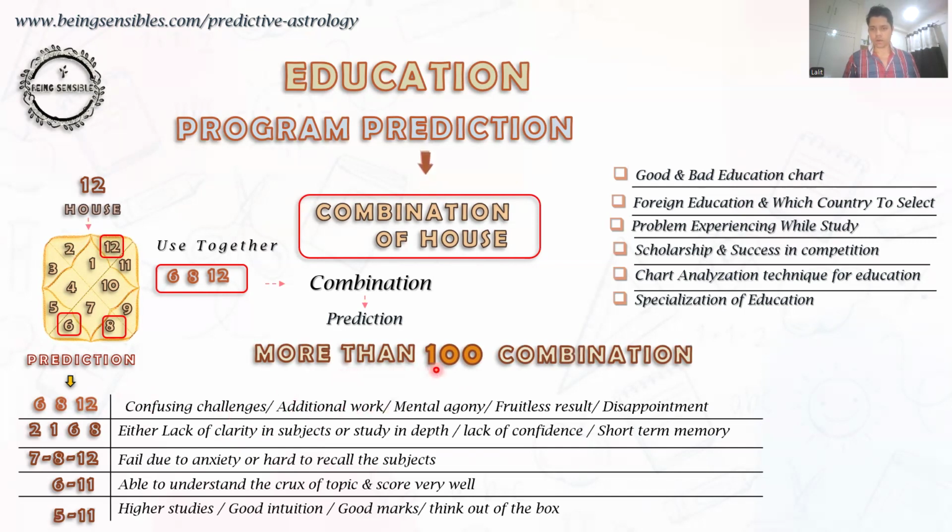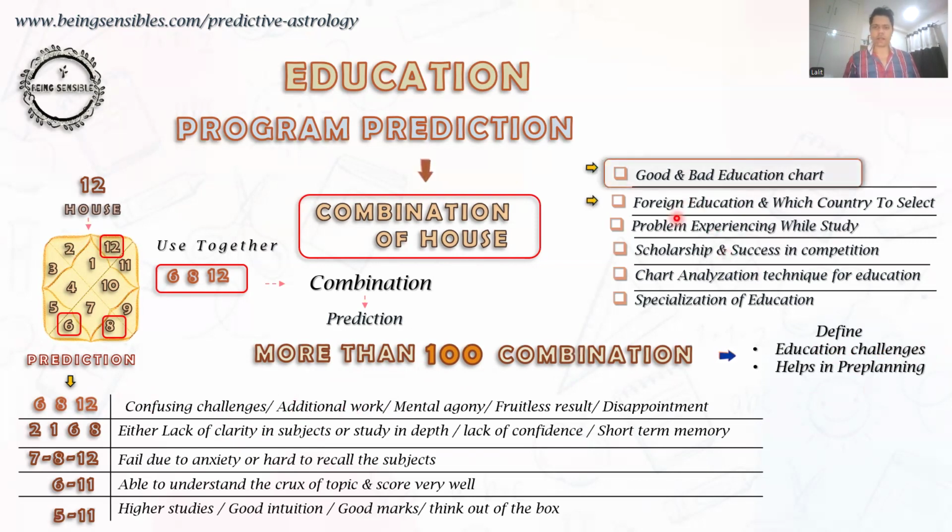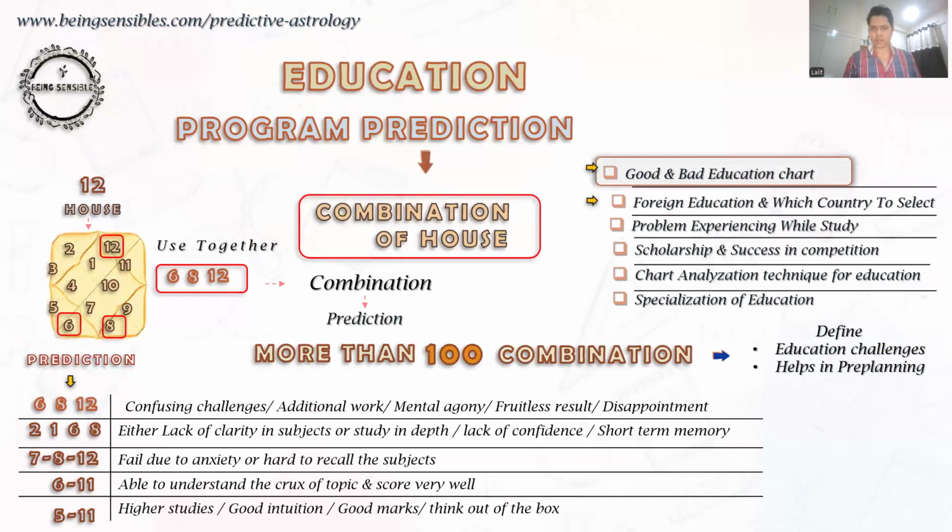There are more than 100 combinations which help us understand, and help the parents get a better idea of the education challenges, and help in pre-planning for higher studies and further studies. So I'm picking these two topics to give a better understanding of how this concept works.